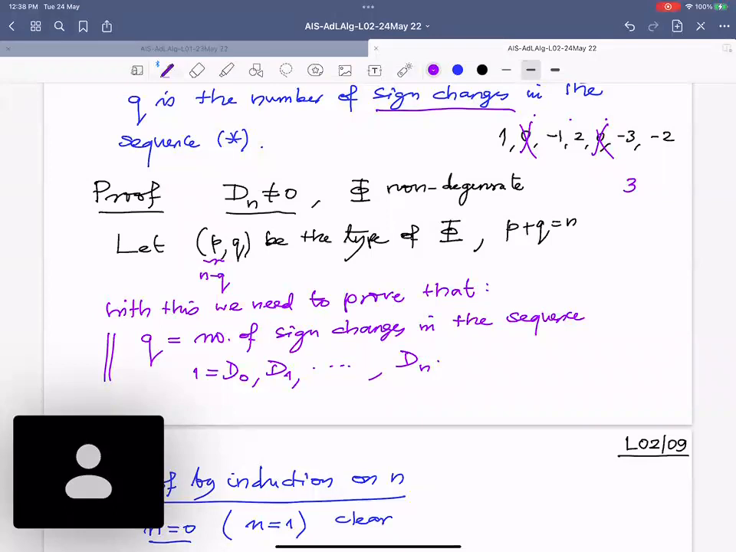Non-degenerate, therefore P plus Q is n. And therefore, what has to be proved? We need to prove that this Q is the number of sign changes in that sequence. That is what we need to prove. Isn't it?